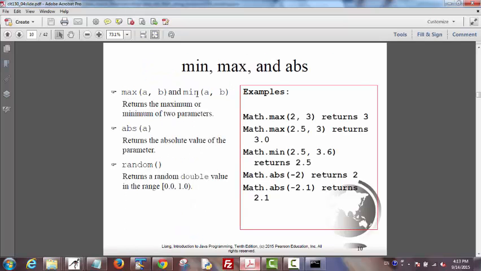Max A and B, min A and B, they're kind of obvious. They're going to give you the maximum of two parameters, and this will give you a minimum. ABS will give you absolute value. Now, random is something that you probably want to use a lot in programs. The way random works is that it gives you a pseudo-random number between 0 and 1. Notice that 1 is not actually included, so it goes from 0 to anything less than 1. It'll never be a number such as 1.